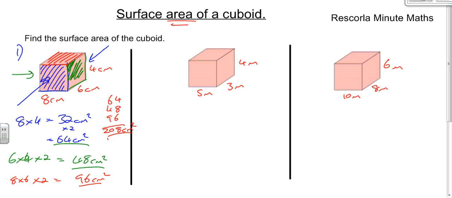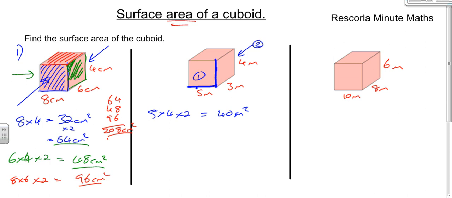Right, very quickly, do another example. So we've got this one here. So this is going to be 5 by 4. So 5 times 4, and then you need to do this side here, and then the reverse side, which is going to be the second one. You need to times that by 2. 5 times 4 is 20, times by 2 is 40 meters squared.